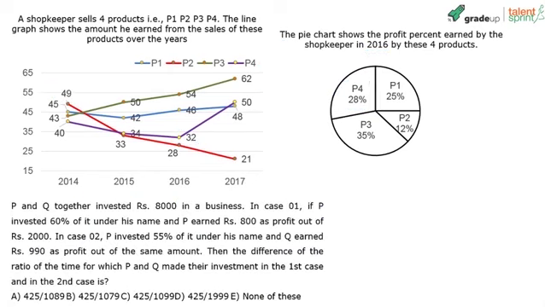Last question. This is the last one. Try this out. Again, a big one, lengthy question. Let's see if you are able to crack it. It says P and Q together invested rupees 8,000 in a business. In case 1, P invested 60% of it under his name and P earned 800 as profit out of 2,000. In case 2, P invested 55% of it under his name and Q earned 990 as a profit out of the same amount. Then the difference of the ratio of time for which P and Q made their investment in the first case and in the second case is equal to what?